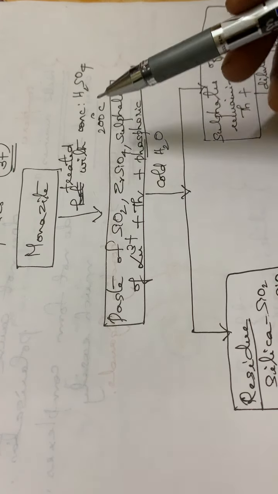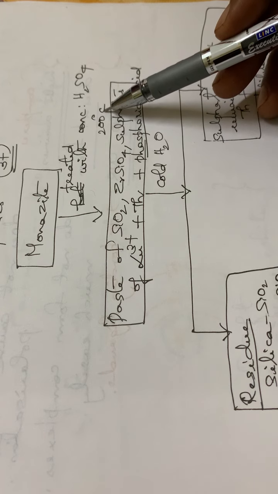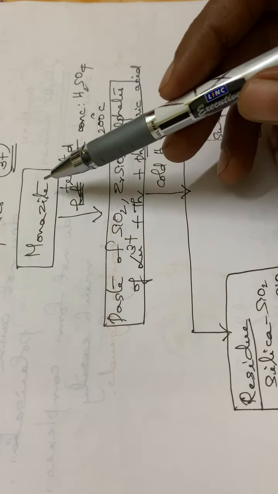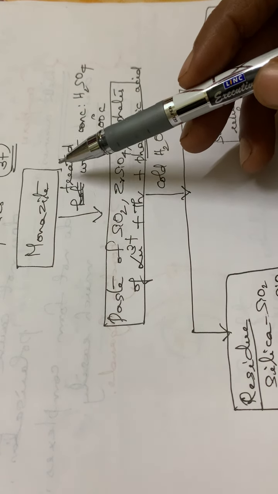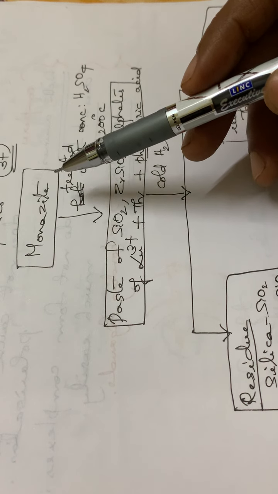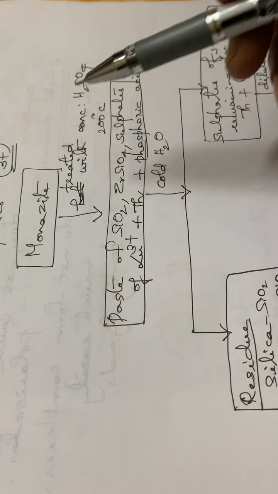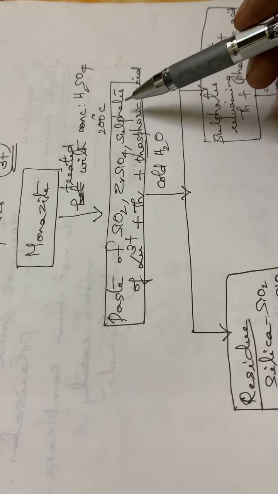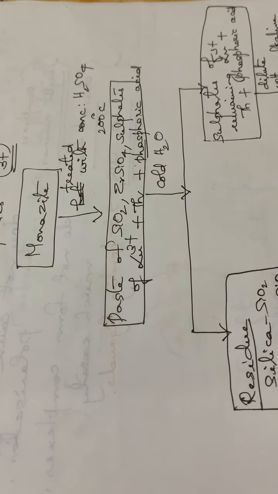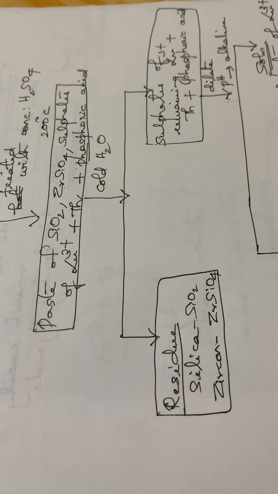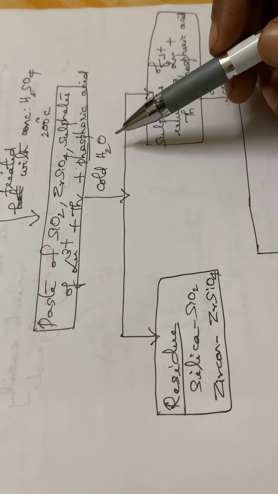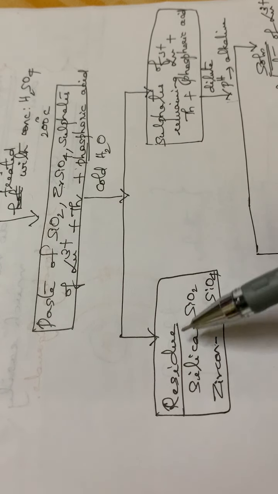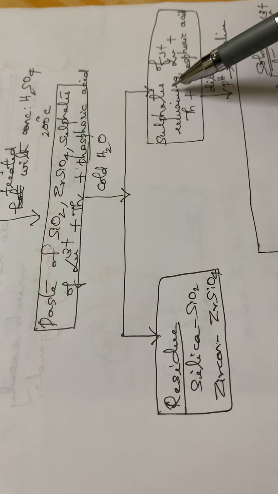The monazite sand is first treated with concentrated sulfuric acid at 200 degrees Celsius. In the monazite, these lanthanides are present in the form of phosphates. Treating with concentrated sulfuric acid, we will have the sulfates. Phosphates are converted to sulfates along with some phosphoric acid. Then you have to dilute or treat it with cold water. Then we will have two categories, the residue as well as the solution.